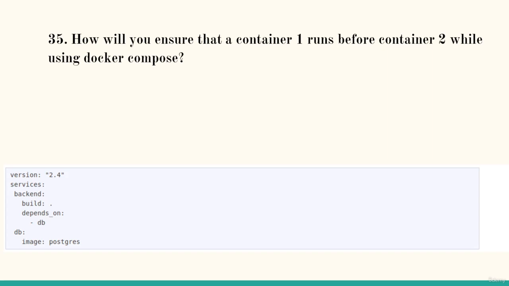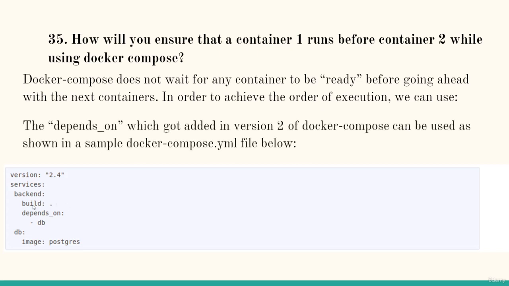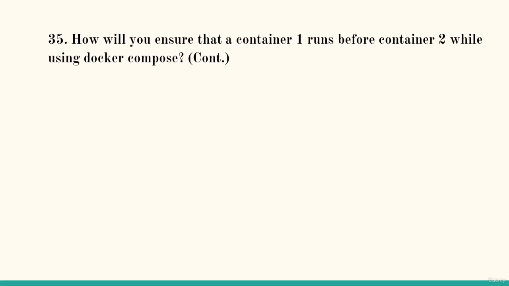How will you ensure that container 1 runs before container 2 while using Docker Compose? So you can see that this is an example. The answer is Docker Compose doesn't wait for any container to be ready before going ahead with the next container. In order to achieve the order of execution, we can use depends_on, as you can see in our example, which was added in version 2 of Docker Compose, and it can be used as in the following. As you can see, we are using depends_on db, and db here is defining an image with PostgreSQL.